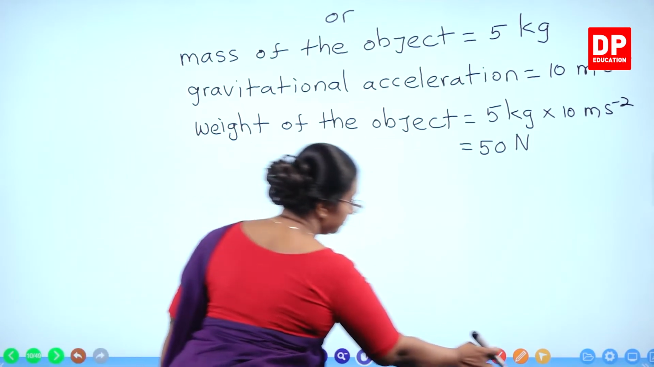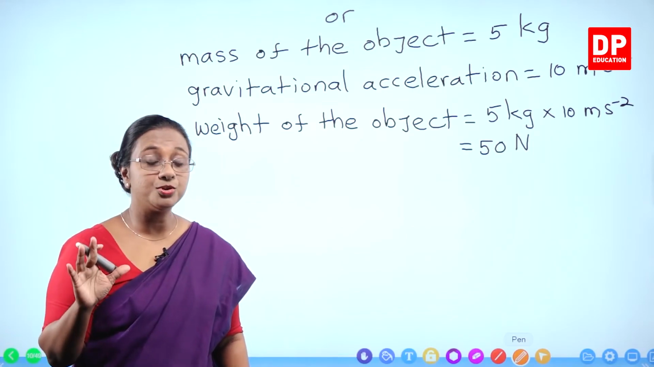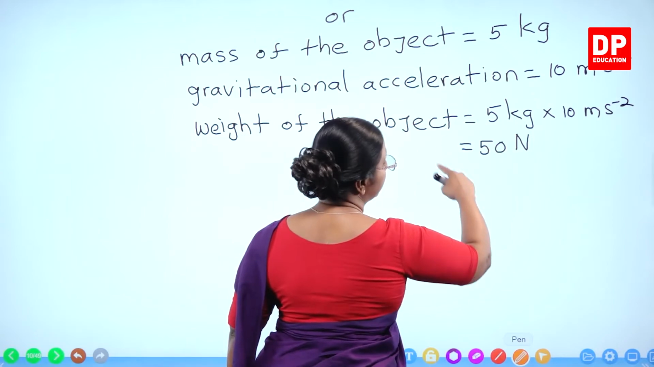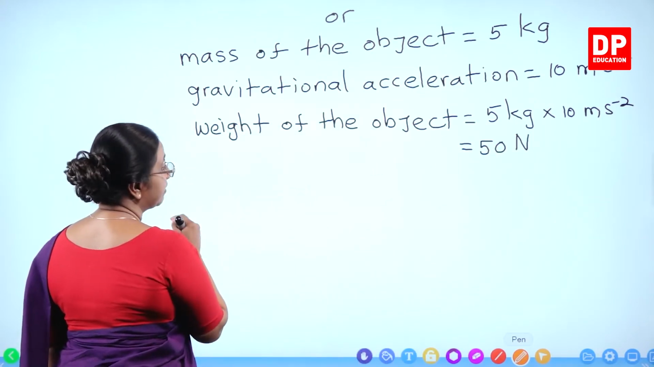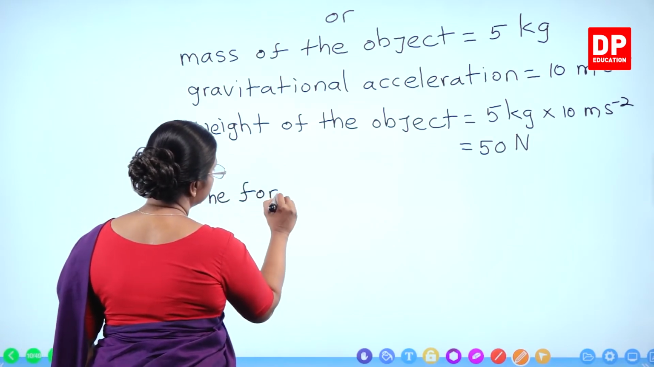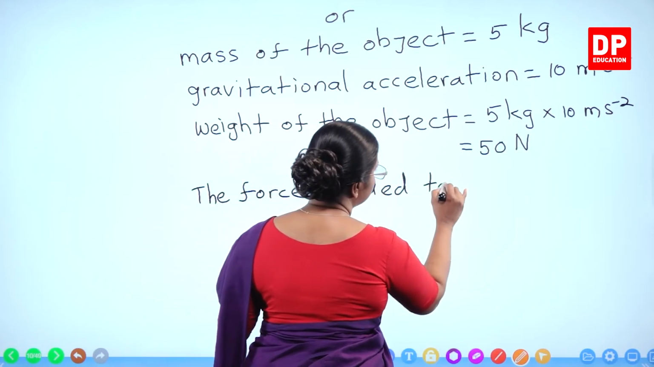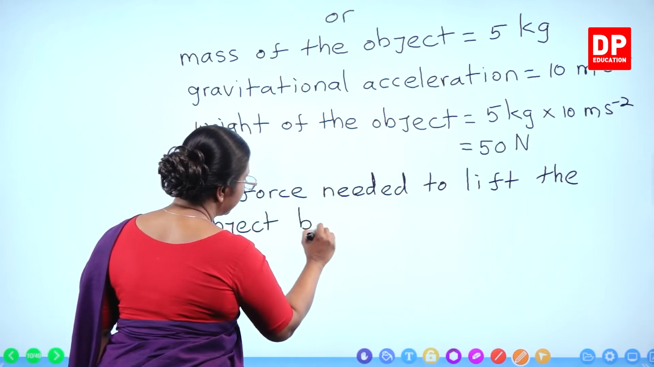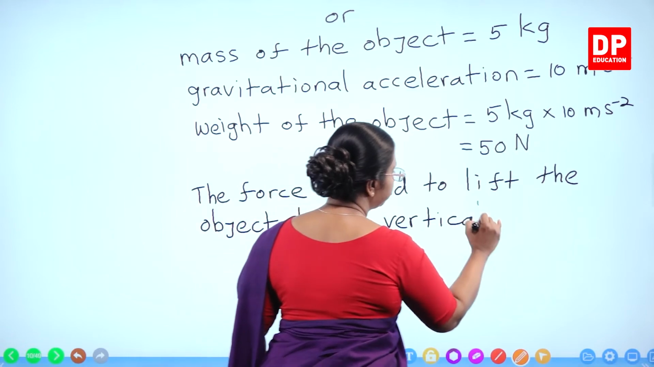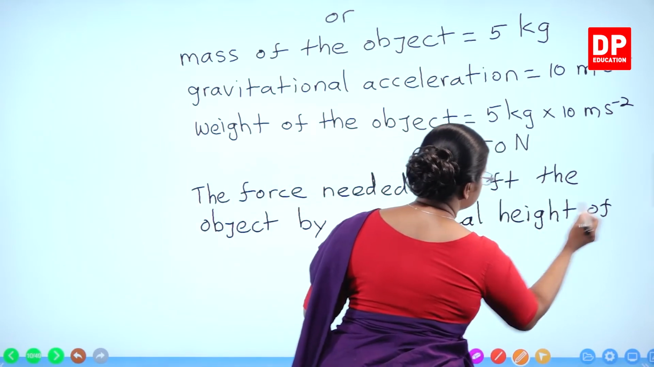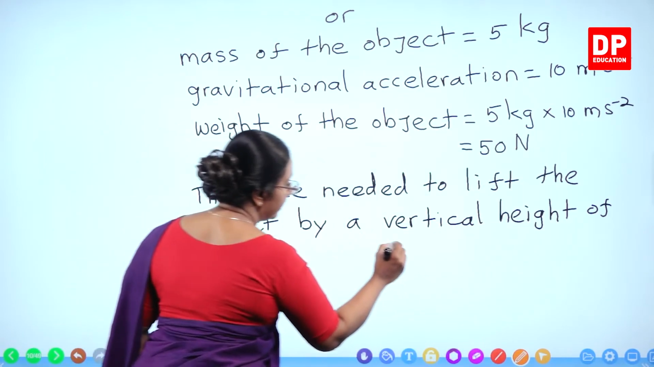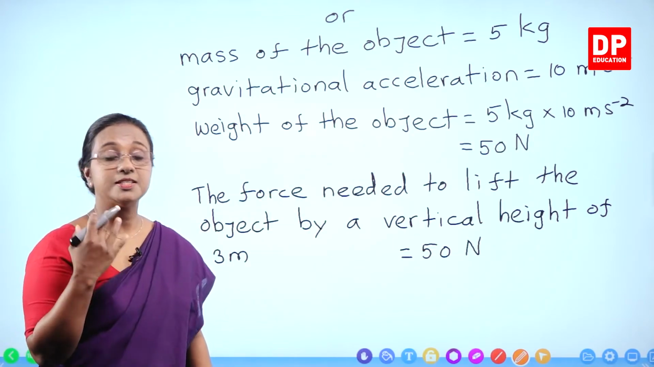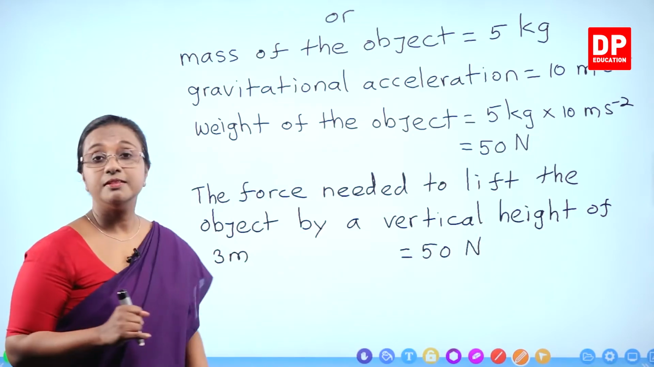So then, here what do we do? We lift the object. Like I told you all, we do work against the gravitational acceleration. So for that, what is the force we need to apply? That is the weight of the object, that is 50 Newton. So the next step, we can write it as the force needed to lift the object by a vertical height of 3 meters, that is equal to 50 Newton. So the same weight, that is the weight of the object, is the force needed to lift the object by a vertical height of 3 meters.